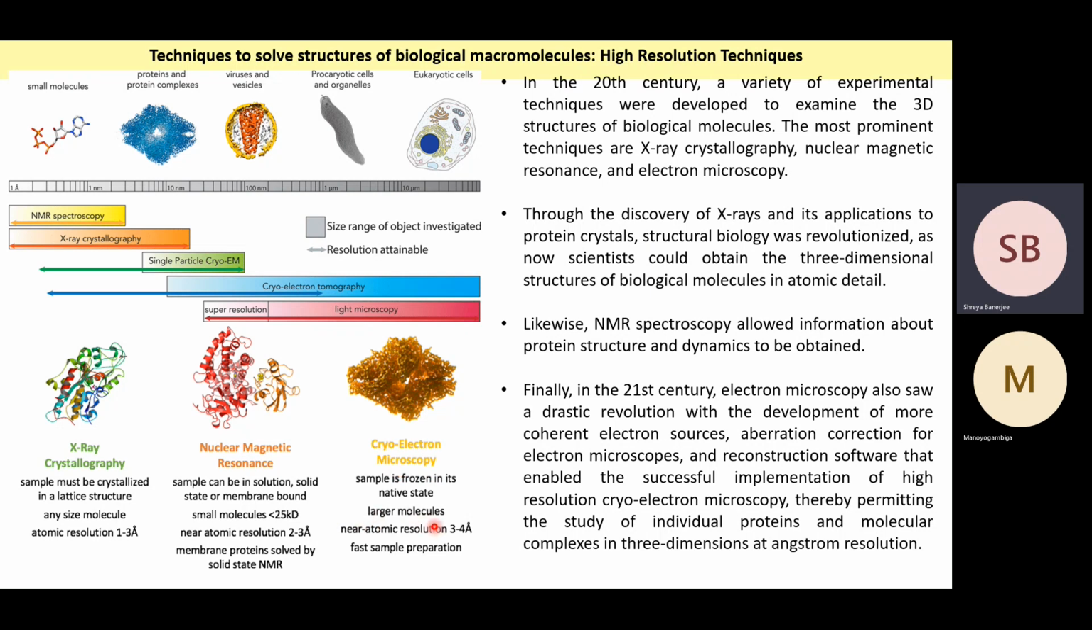larger molecules. The resolution of X-ray crystallography is near that of atoms, which is 1 to 3 angstrom. NMR has slightly higher resolution, which is 2 to 3 angstrom, while cryo-electron microscopy has even higher, which is 3 to 4 angstrom. Solid state NMR can be used to solve membrane proteins. And in cryo-electron microscopy, the sample preparation is very fast, which is the advantage of cryo-electron microscopy. So these are the 3 main techniques to solve the structures of biological macromolecules.